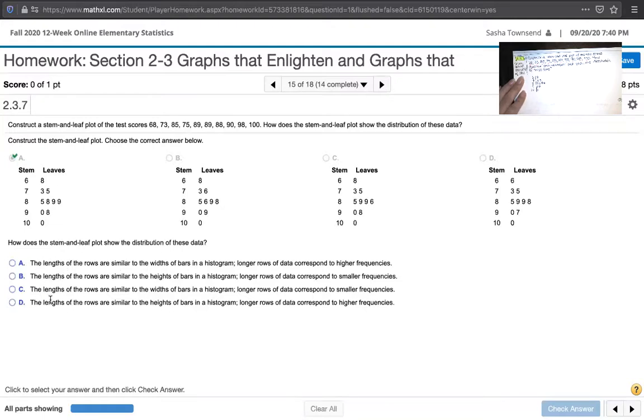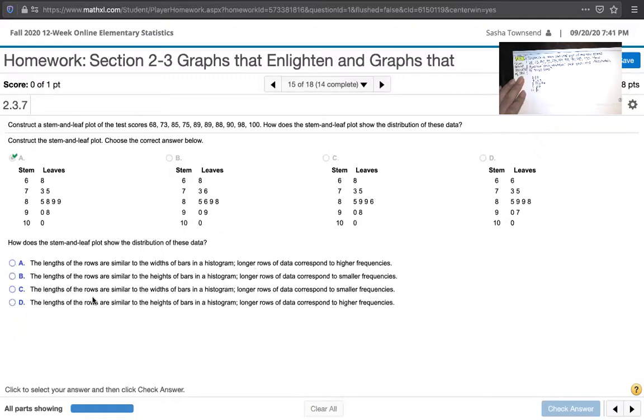Let's look at all the possible answers. It says the lengths of the rows are similar to the widths of the bars in a histogram. No, that's not it, because the widths of the bars in a histogram really don't tell us anything. So we're not going to worry about that. It's not A. Then in B, it says the lengths of the rows are similar to the heights of the bars in the histogram. Longer rows of data correspond to smaller frequencies. That's not true. The beginning was right, but it's actually longer rows of data correspond to higher frequencies.